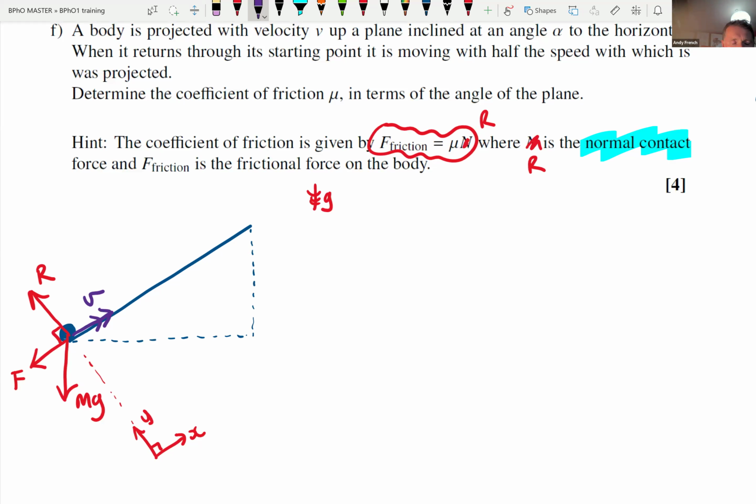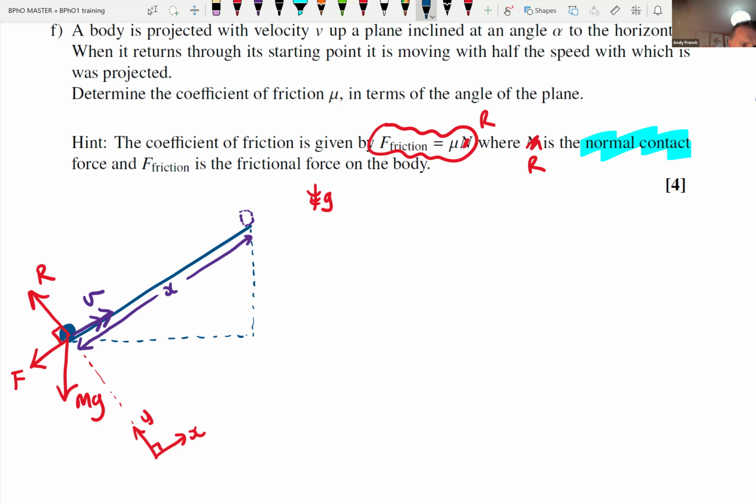All right, and this is the thing which we halve when it comes back. So here we go. Our body moves up to this point here, and let's have that distance be X. All right, that's that slope. Let's have that distance there, that's going to be handy. It's going to go up the slope, stop, and then slide back again. The idea is that the speed is half of what it was before because it's doing some work against the frictional force. All right, so angle alpha to the horizontal.